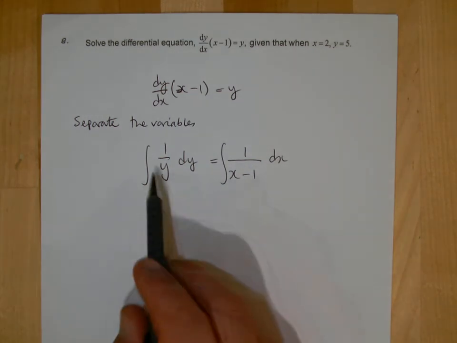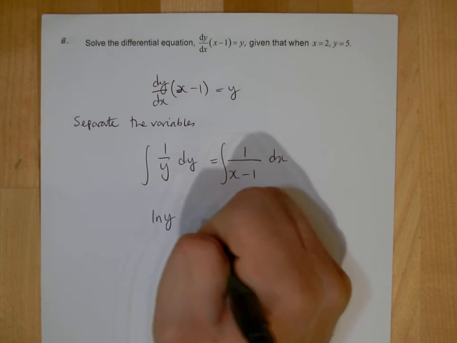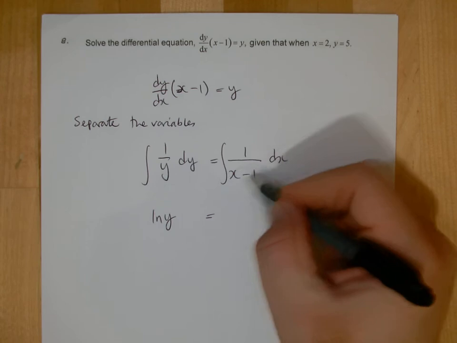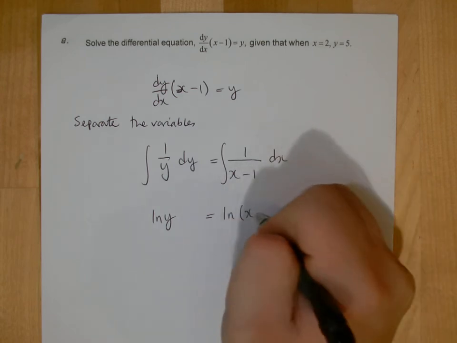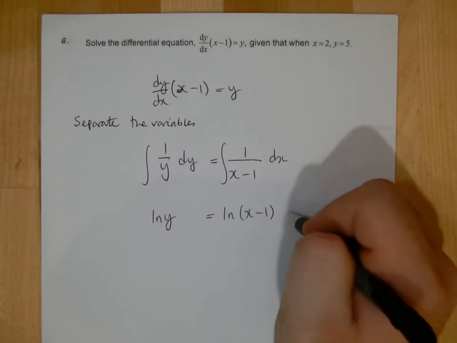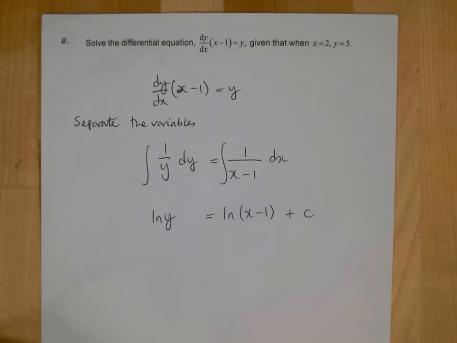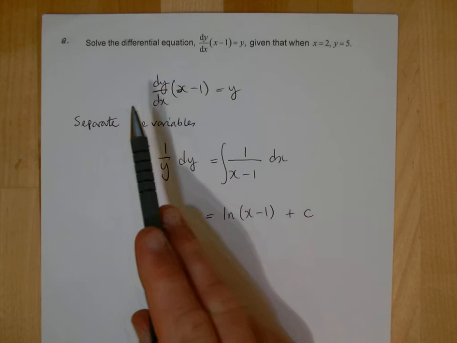So we've got the integral there, so we can integrate both sides. Now 1 over y, we know becomes ln y. And then 1 over x minus 1, because it's linear on the bottom, will quite simply become ln(x - 1). That's how to integrate that. Don't forget the plus constant.